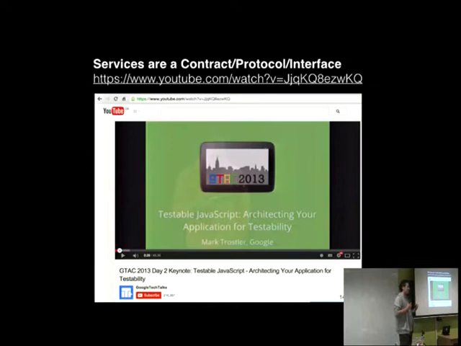I know some people probably don't like this idea of services. There's a really good talk by Misko Hevery, who worked at Google, and he wrote a book on testable JavaScript. And he talks about these services and that they are really contracts, protocols, or interfaces, and that's how we treat them. You're working against an API, you're not working against an implementation. So I certainly recommend watching this, and it explains a lot of the value of that. But it basically means you can change an implementation really easily without affecting the rest of your code.